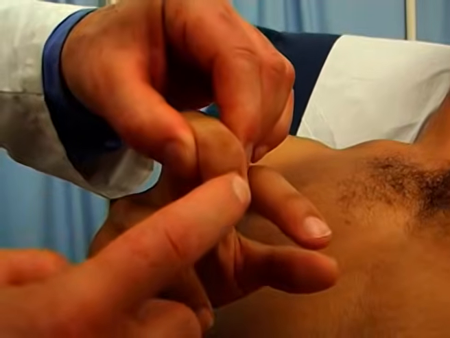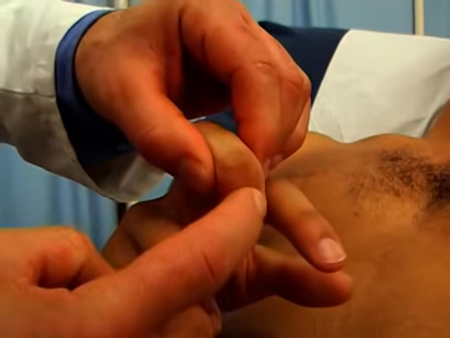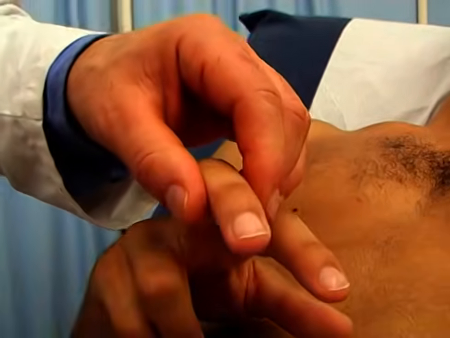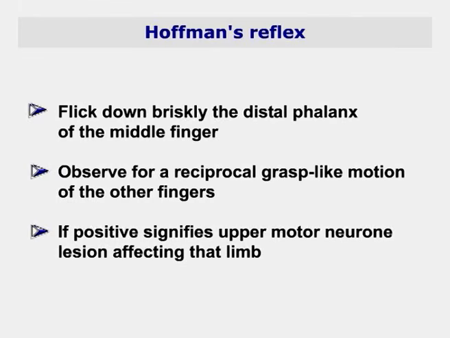Hoffmann's reflex is elicited by quickly flicking down the distal phalanx of the middle finger and observing for a reciprocal grasp-like motion of the other fingers. If present, it signifies an upper motor neuron lesion affecting the related limb.